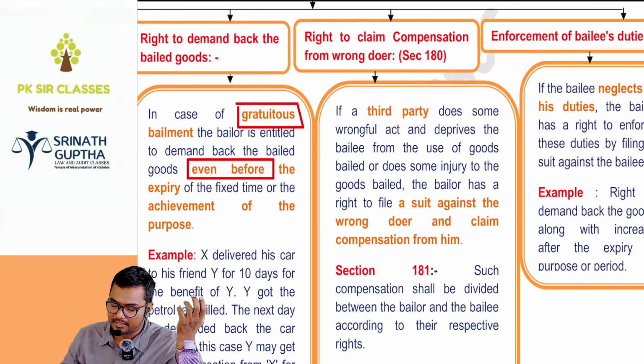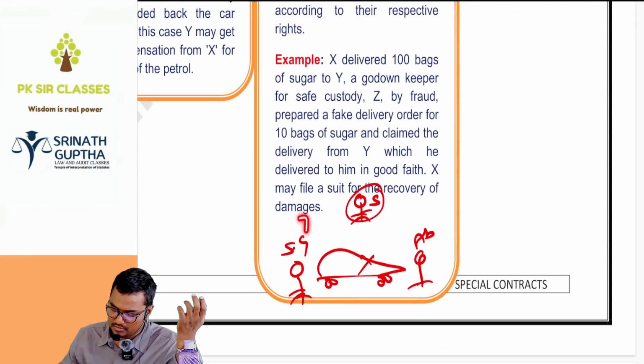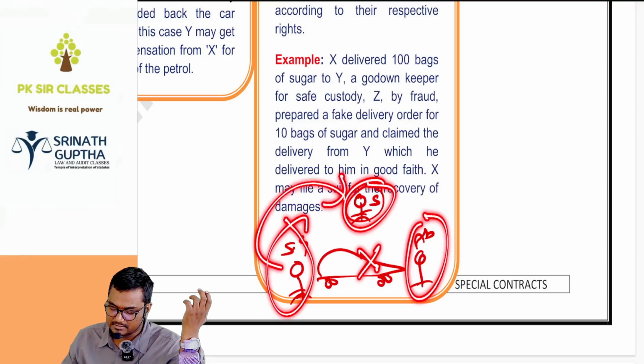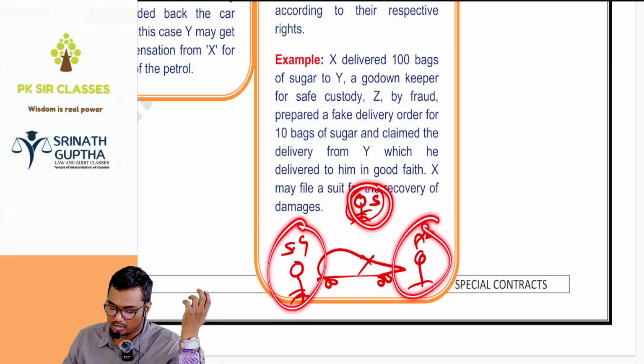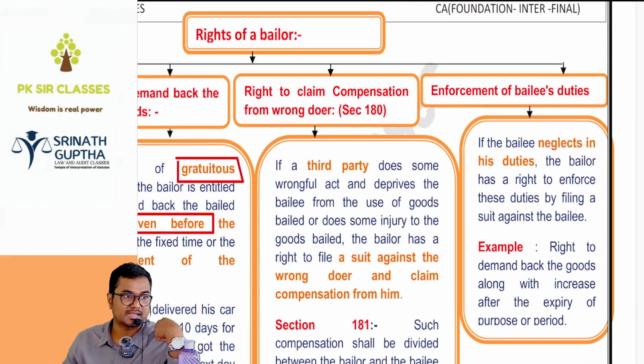Right to claim compensation from the wrongdoer. So I am giving the car to Abdul for the repair, and someone is damaging the property. Who can file a case on this wrongdoer? Bailor and Bailee. I am the bailor, he is the bailee, and he is the wrongdoer breaking the car glass. So I can file a case on the wrongdoer. Last one, enforcement of the Bailee duties. All your duties are nothing but my rights.